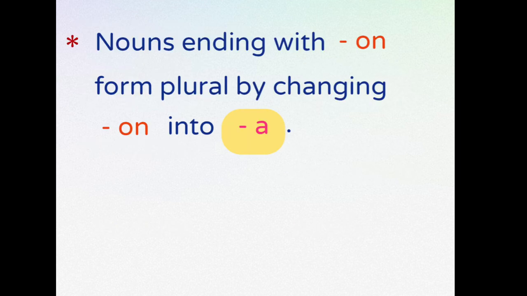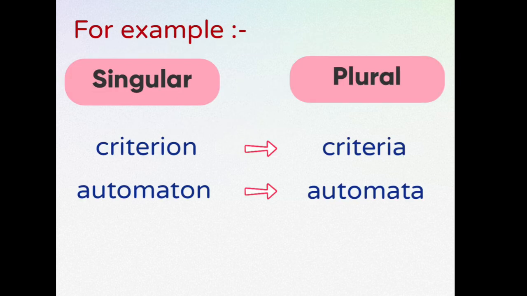Next point is nouns ending with on form plural by changing on into a. So the examples are criterion. It is ending in on. So removing on, we will add a. It will become criteria. Automaton will become automata. So if you go through these rules thoroughly, there will be no confusion.